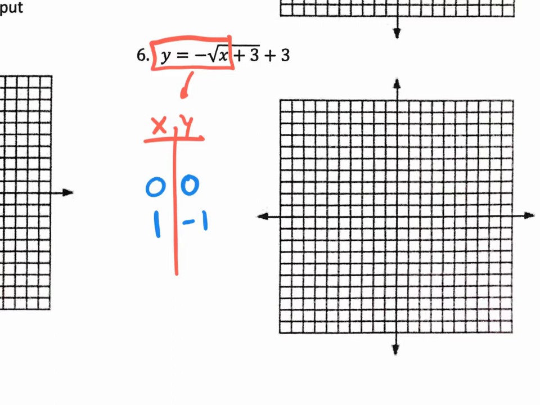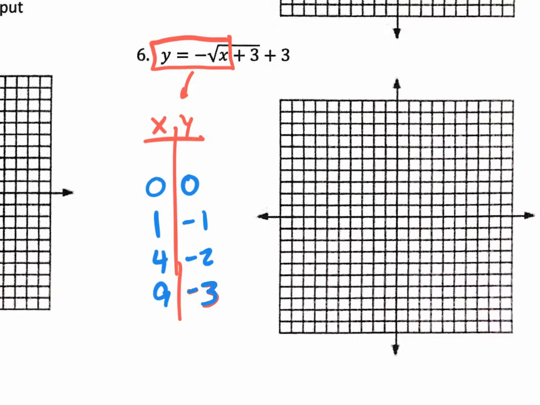Next perfect square number I could plug in would be 4. Plug in 4. The square root of 4 is 2 with the negative in front. That'll be a negative 2. And last but not least, let's plug in a 9. And when I plug in a 9 right here, the square root of 9 is 3, but with the negative in front, it's a negative 3.